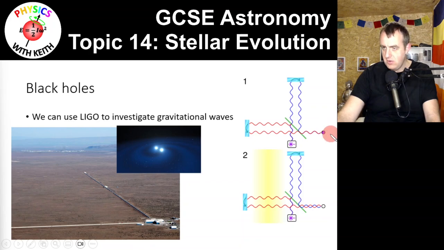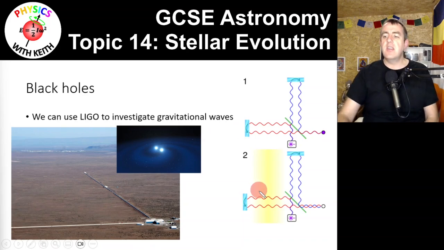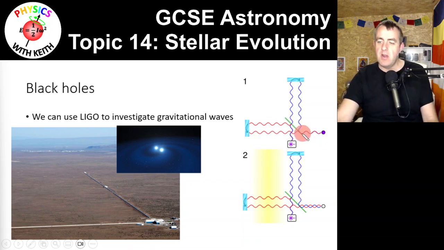Have we got the light sources the right way around? I'm not sure. And there's another mirror on the other arm. And when the light comes back together, yes, this is the light source here. It goes along there, bounces back, bounces off the mirror here and then comes back. So this is a partially reflecting mirror.